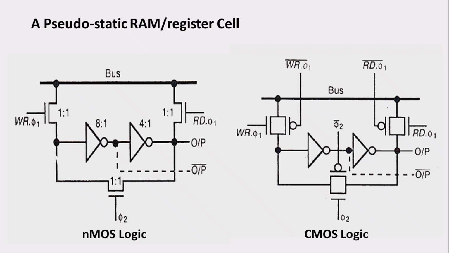Let us look into the writing and reading operation. Here we'll be explaining by taking this NMOS logic. One more thing, you need to make sure that here we are having two different inverter logics, and that the pull up to pull down ratio is different over here. One is 8 is to 1 and one more is 4 is to 1.